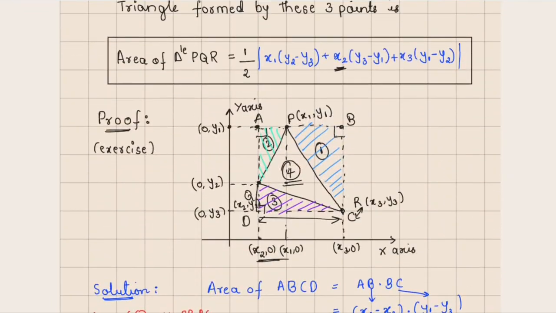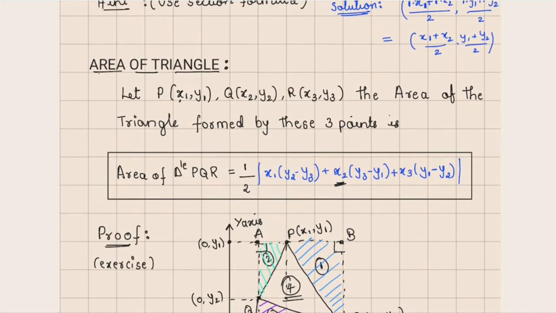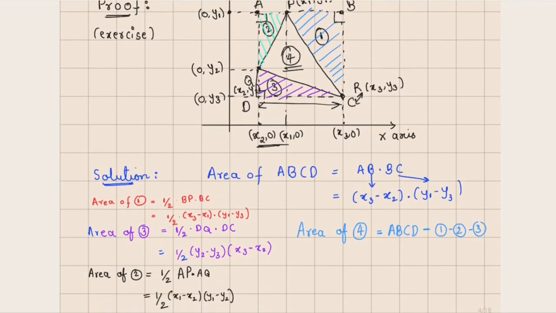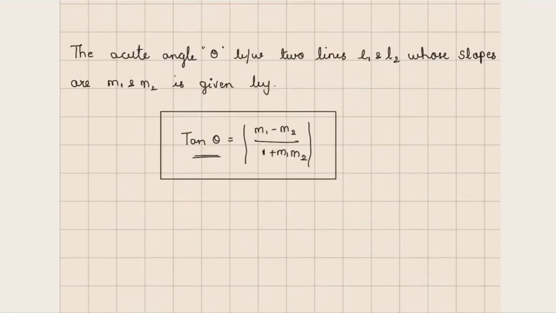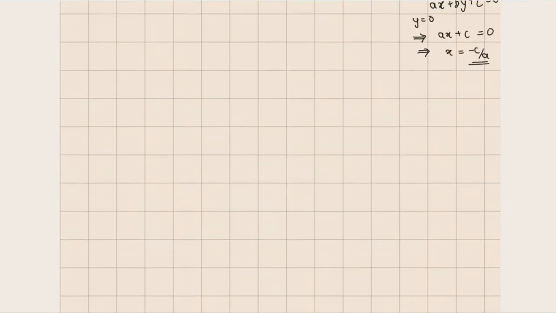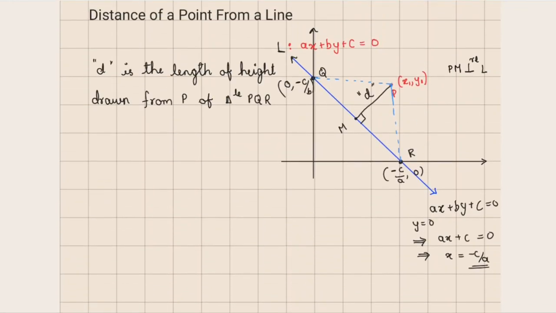If you forgot, I am just recapping it. See, if you know 3 points, then we can find the area of the triangle, which is half into modulus of x1(y2 - y3) + x2(y3 - y1) + x3(y1 - y2). I have shown the proof also. If you haven't seen, you can watch lecture 1. So now we will get the area of this triangle because we know these 3 points.